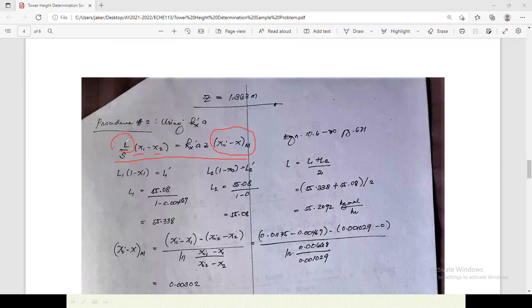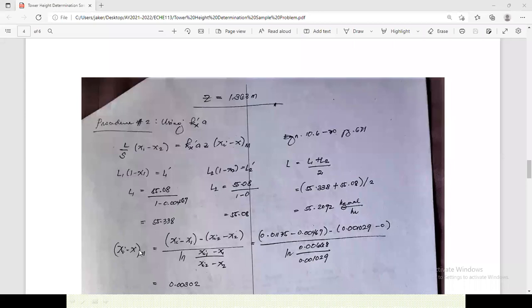So in the same way here, your L should be the average of the two L's, the L1 and the L2. So we determine L1 and L2 and get the average and place it in here. So the next thing that we need to determine is x sub I minus x, close quantity subscript m. What is the formula for this? So you can see it here below.